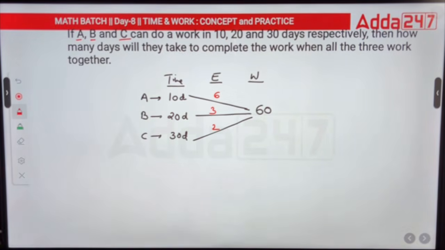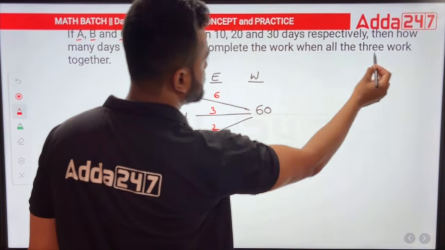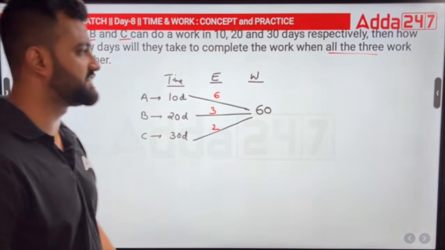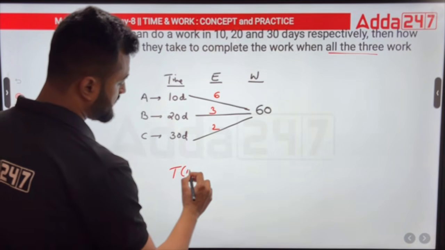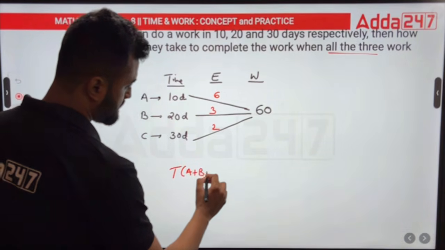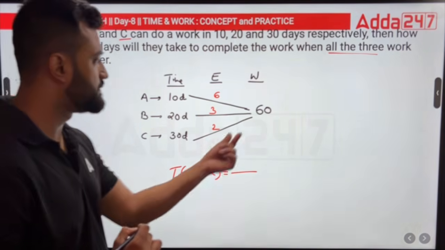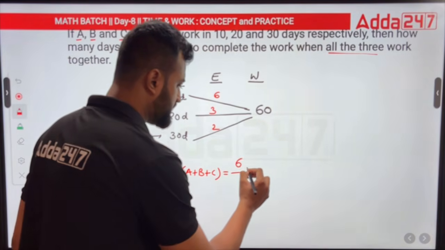Now what I want is, how many days will they take to complete the work if all of them work together? Now I want all of them to work together. So it's easy, right? We write down the time taken by A, B and C together. You would say total work. Now the same work will be done by three of them together. So 60 work will be done by all of them.